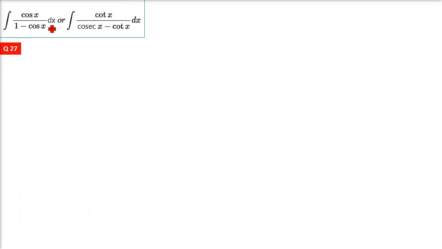Now, these two questions have the same result. You will see the right one, which is cot x divided by (cosec x minus cot x), will be changed to cos x by (1 minus cos x) after simplifying it. So this cot x can be written as cos x by sin x. In the denominator we have cosec x, which is 1 by sin x, and cot x is cos x by sin x.